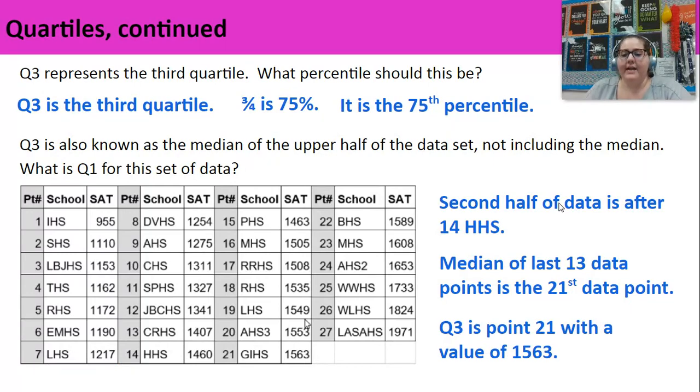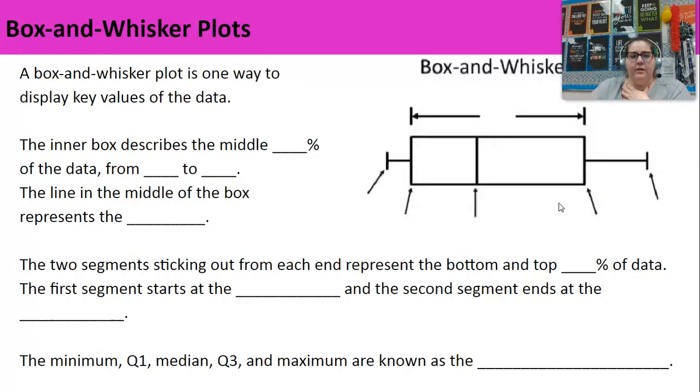Right? So that is how we find quartiles. It's basically finding the middle number of everything that came before the median and everything that came after the median. Those are our quartiles. So a box and whisker plot is one way to display those five key values of our data set. The inner part of the box describes the middle 50% of the data, from Q1 to Q3.